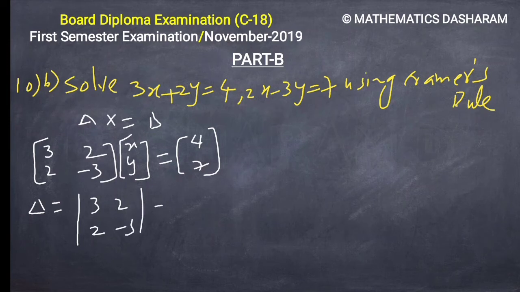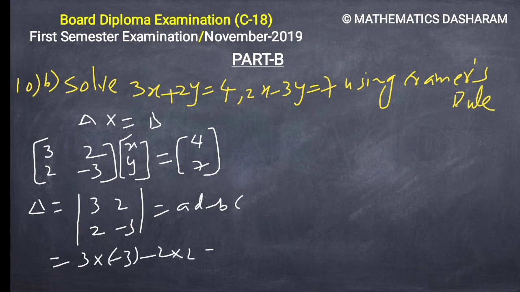So the determinant of a 2 by 2 matrix formula is AD minus BC. So then it equals 3 into minus 3 minus 2 into 2. 3 into minus 3 is minus 9, minus 2 into 2 is 4. So minus 9 minus 4 is minus 13. So it is not equal to 0. So then the given system of equations is consistent, so then we can find the solution.